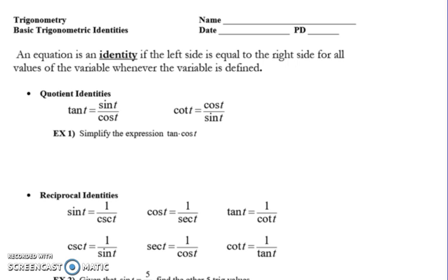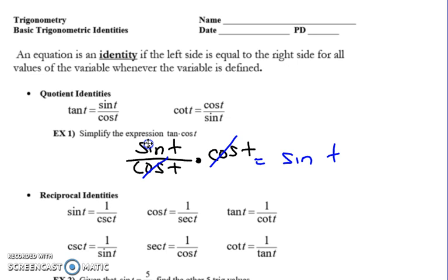So you are asked to simplify tangent t times cosine t, knowing that tangent is sine t divided by cosine t. If we're multiplying that by cosine t, notice your cosines will cancel out. So all that you're left with is sine t. So much like simplifying polynomials that you have done in Algebra 2, we're now going to use trig identities to simplify.